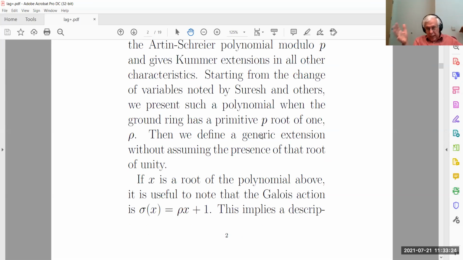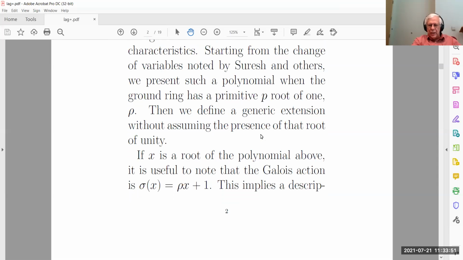It starts with actually a polynomial that fits the bill, and I'll go on from there. I want to say at the beginning that the polynomial, though I will show you what it is, is not as intuitively interesting as the Galois action. So that's the last line of my screen. Sigma of x equals rho x plus 1. That's how the Galois group acts on a root of that polynomial. It's not symmetric. And that is what will turn out to be important.